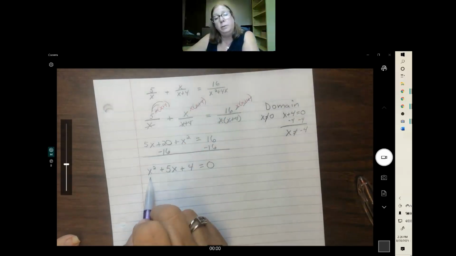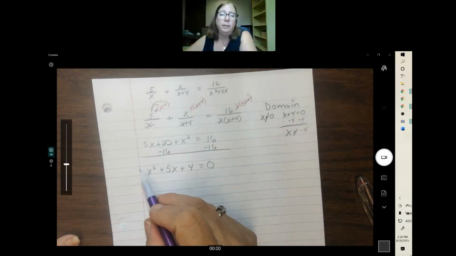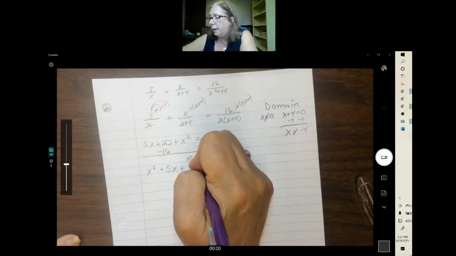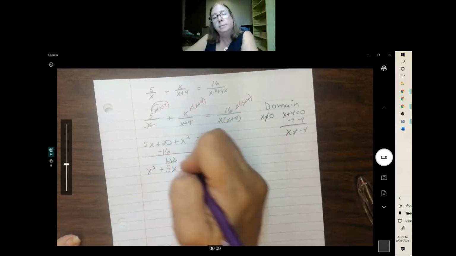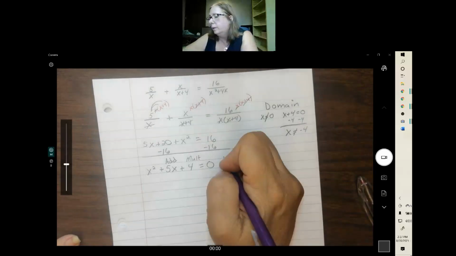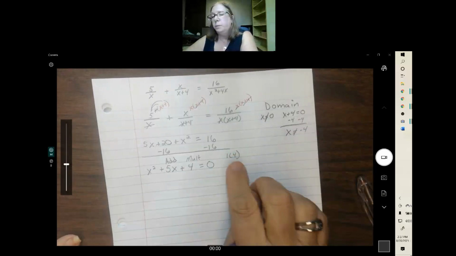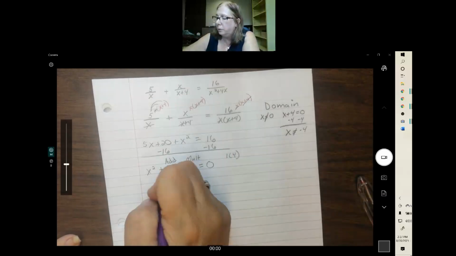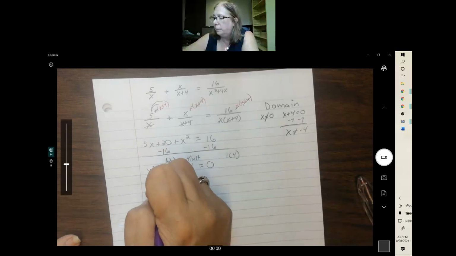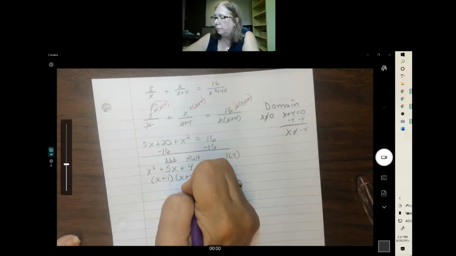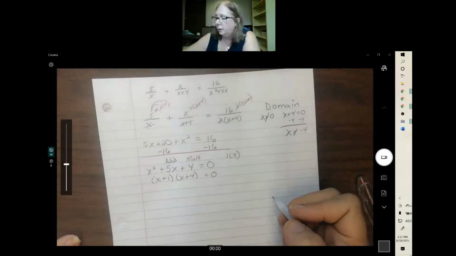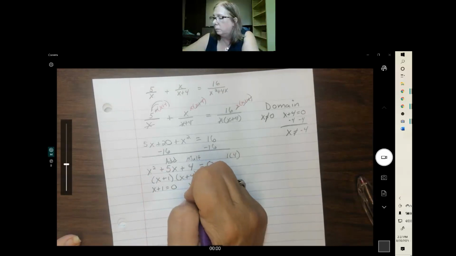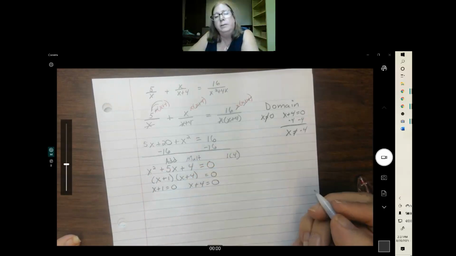We need to factor. It's set equal to 0. There's no number in front of my squared term, so I can multiply to get 4 and add to get 5. 1 times 4 is 4, and when you add them, you get 5. So it will factor into x plus 1 and x plus 4. Setting each of those equal to 0. And solve.